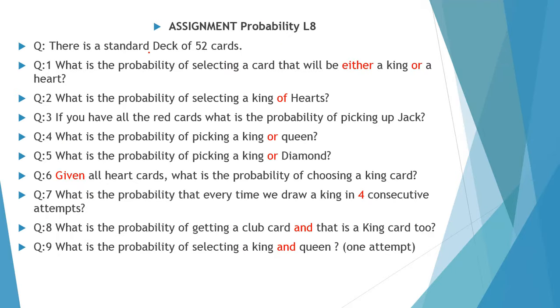So this is your assignment. Deck of 52 cards. Our context is the same, but the questions are based on all the concepts we have studied earlier. Identify where the events are overlapping or where they are mutually exclusive or independent, and whether the question is about conditional probability or involves conditional probability.